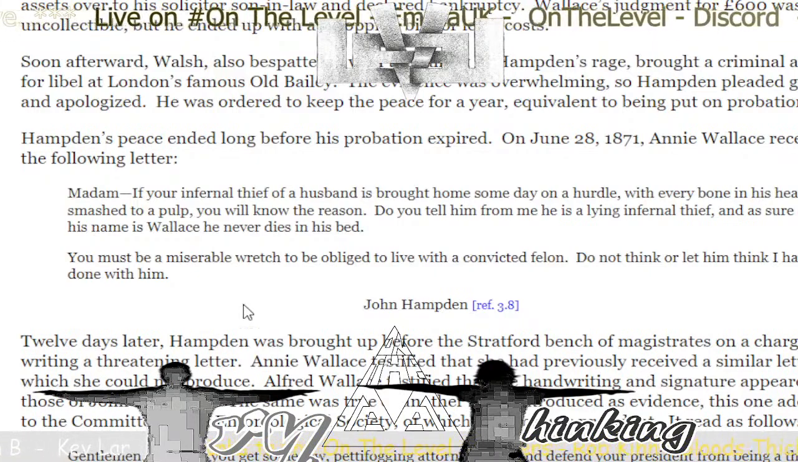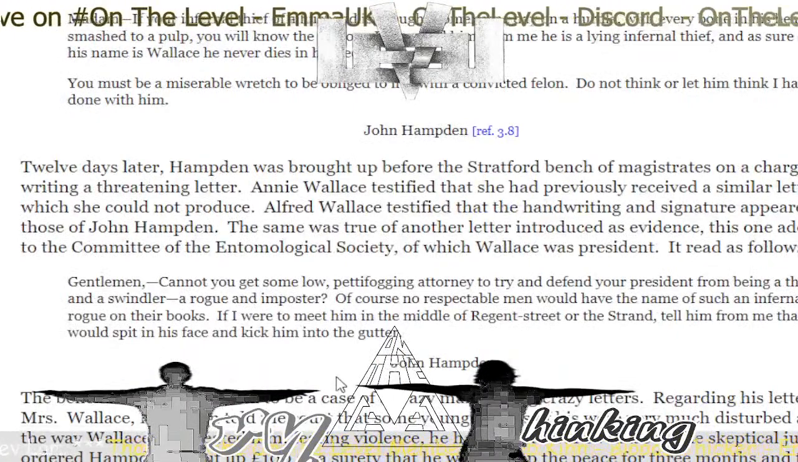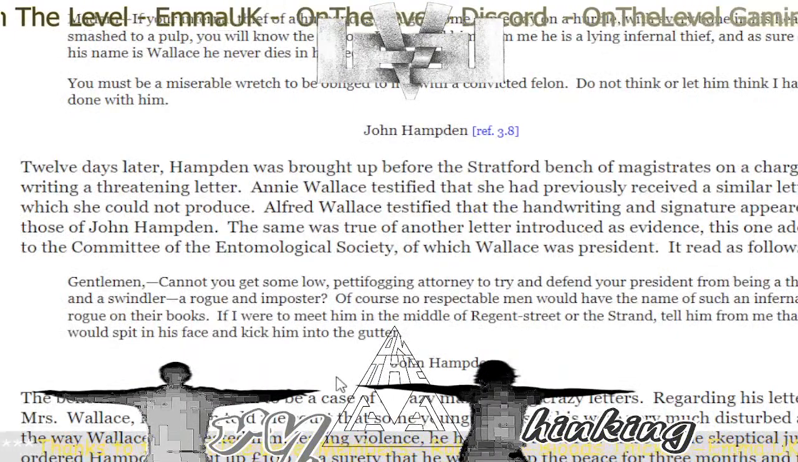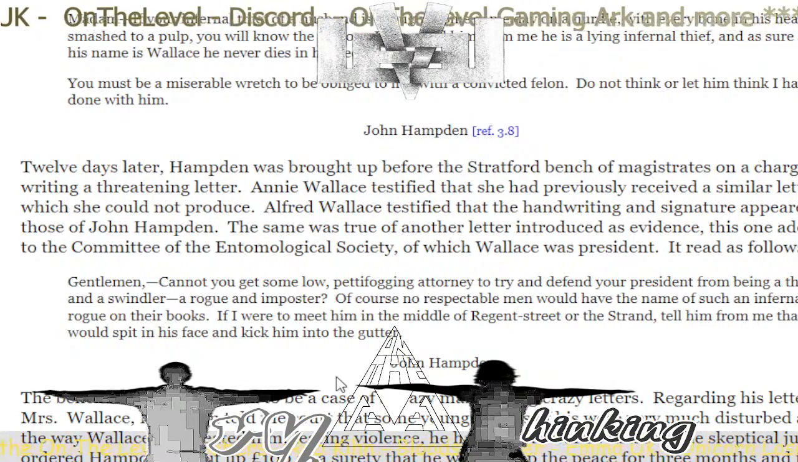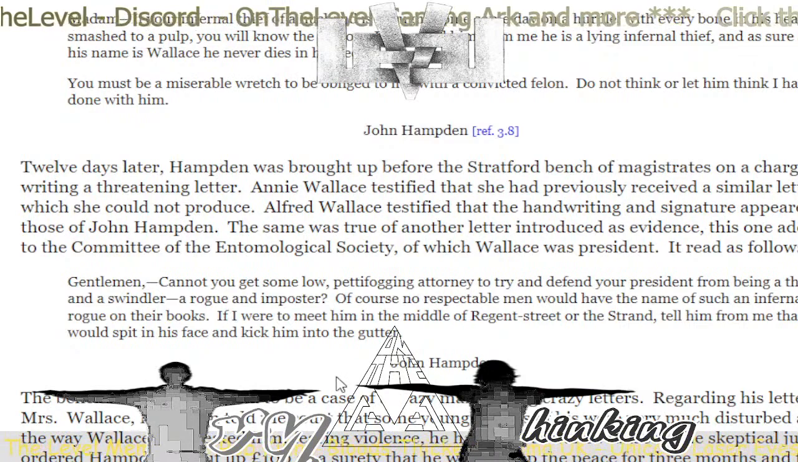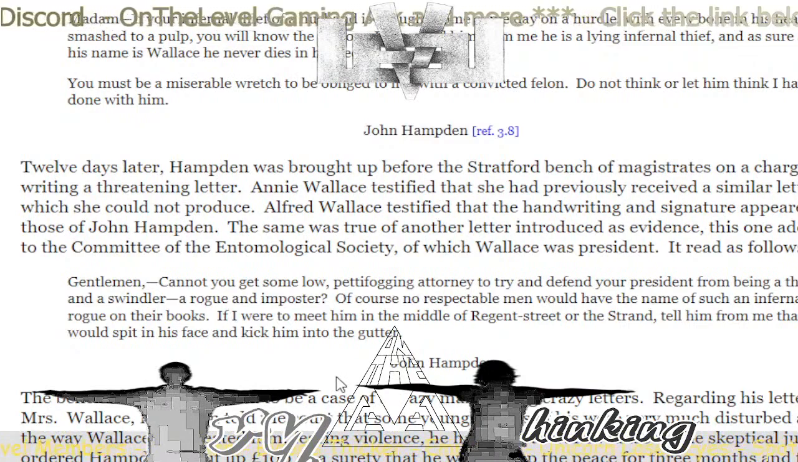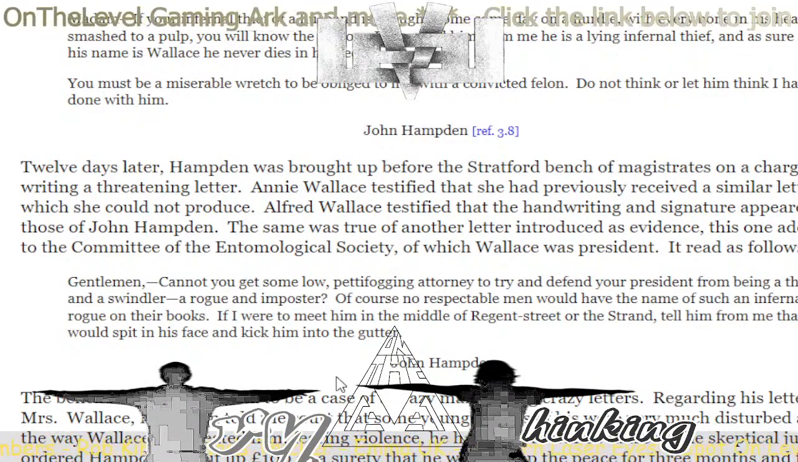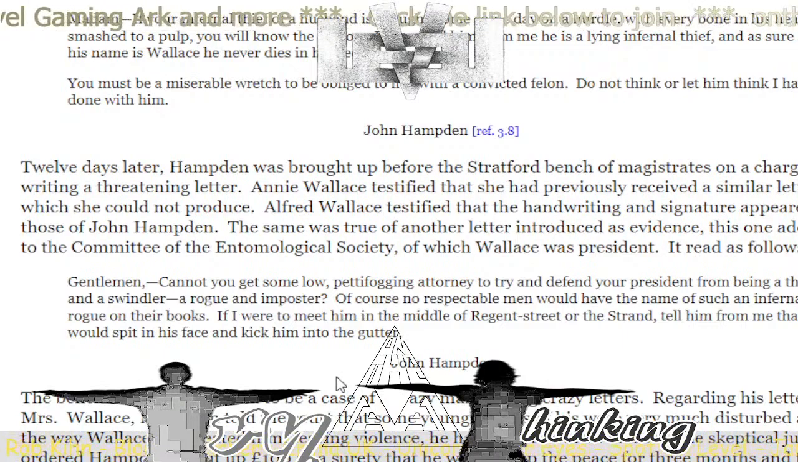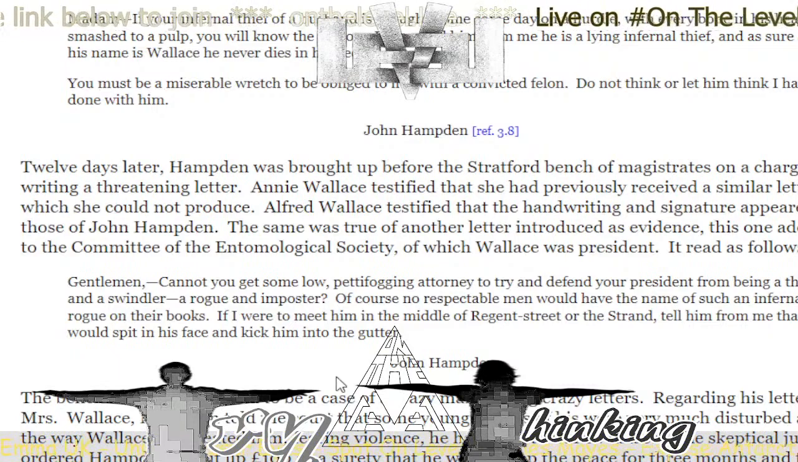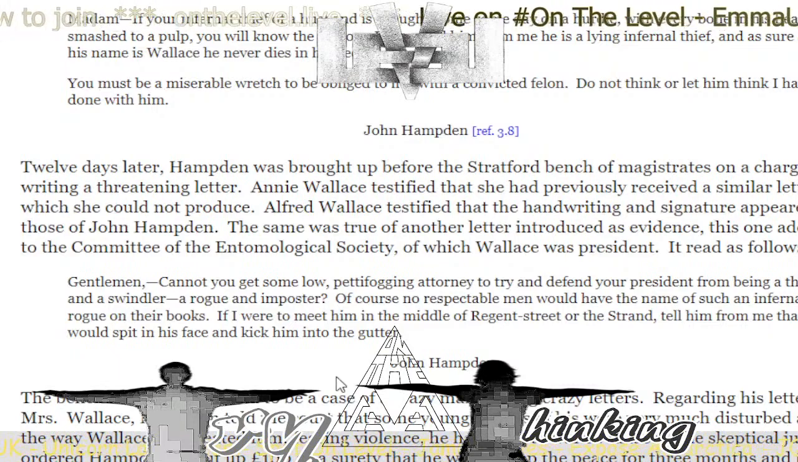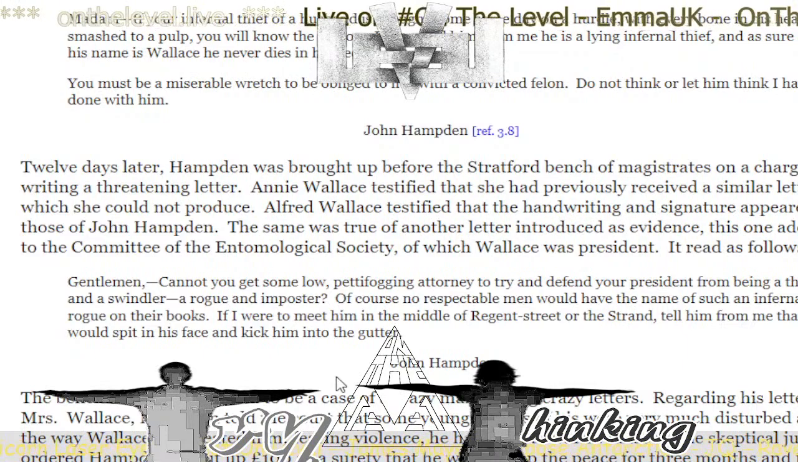It read as follows. Gentlemen, can you get some low pettifogging attorney to try and defend your president from being a thief and a swindler, a rogue and an imposter? Of course, no respectable men would have the name of such an infernal rogue on their books. If I were to meet him in the middle of Regent Street or the Strand, tell him that from me, that I would spit in his face and kick him to the gutter. John Hampden.